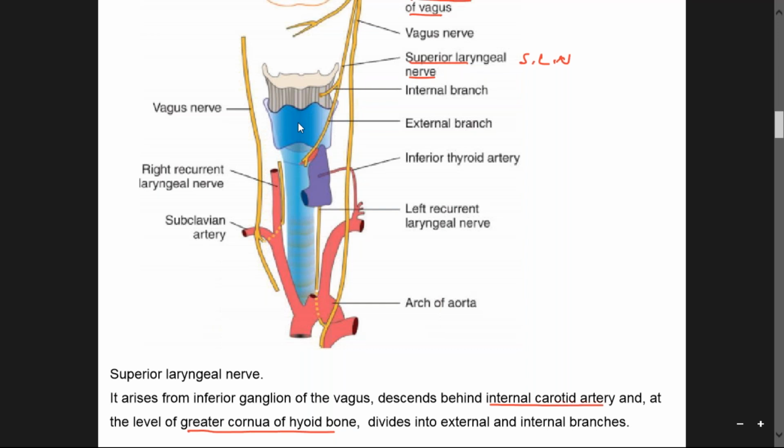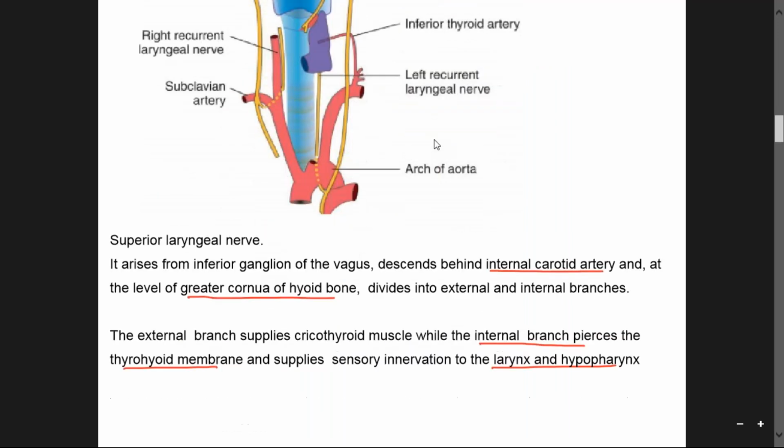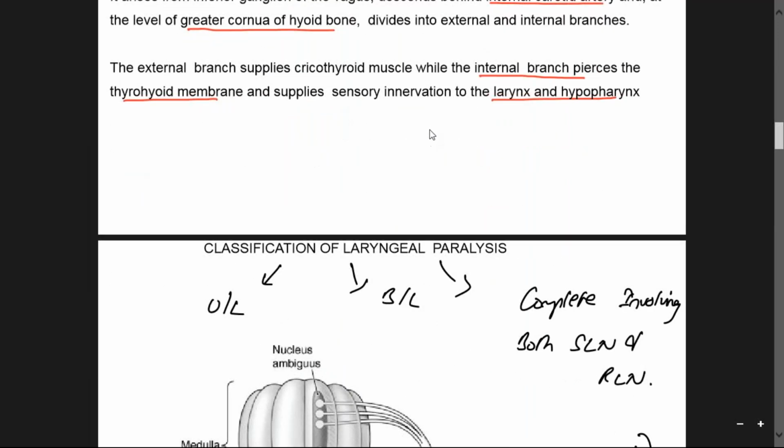So it provides the sensory supply to the larynx and the hypopharynx, whereas the external branch gives a motor supply to the cricothyroid. You should remember that this is the only intrinsic muscle which is supplied by the external branch of the superior laryngeal nerve. So that completes the superior laryngeal nerve also.